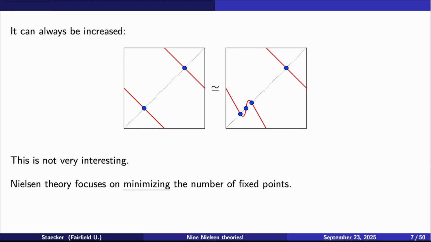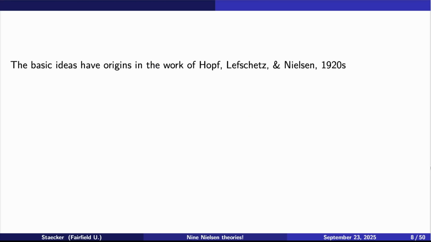All right. This is the thing that Nielsen theory was designed to calculate. We write this as MF. It means the minimum number of fixed points among all maps which are homotopic to f. All right, this is the minimum number of fixed points. And the basic idea that is used to approach this comes from Hopf and Lefschetz and Nielsen in the 1920s, around that time. There are 2 basic ingredients to every kind of Nielsen theory that I'm going to talk about.